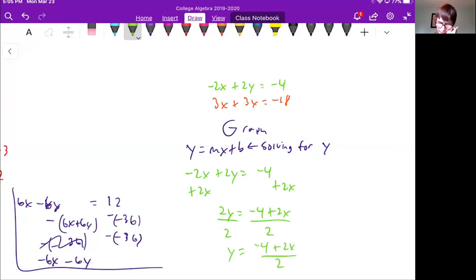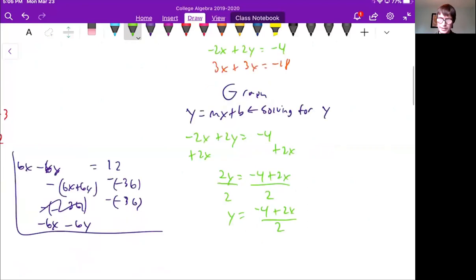That's not quite in slope-intercept form, but we're getting closer. We need y equals something times x plus something. Let's split up this fraction and see how that helps. We get y equals -4 over 2 plus 2x over 2. These 2's cancel out, so that makes it just x. So that gives us -4 over 2, which is a negative divided by a positive, so it's negative, and 4 divided by 2 is just 2. So y equals -2 plus x.